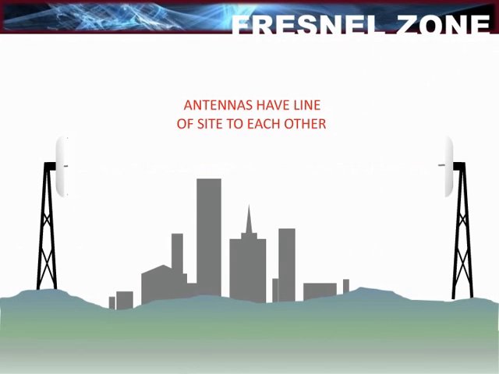The Fresnel zone is the immediate volume around the line of sight between two antennas. When obstructions encroach upon the Fresnel zone, the link can become weakened, even if the line of sight is not blocked by the obstructions.